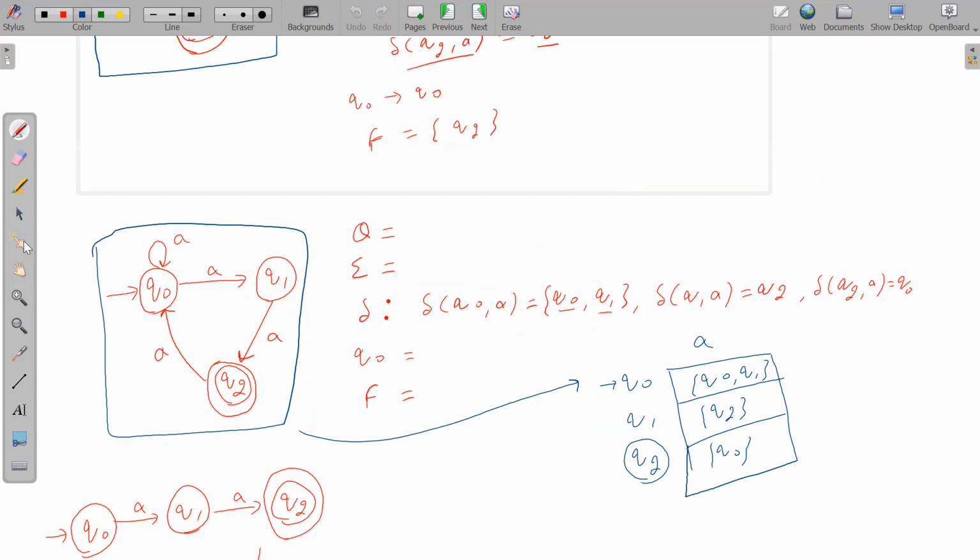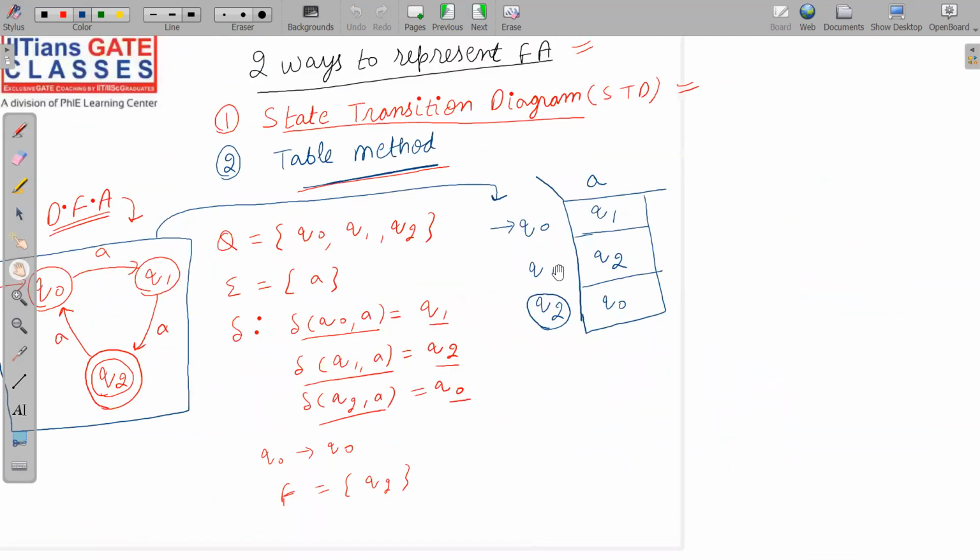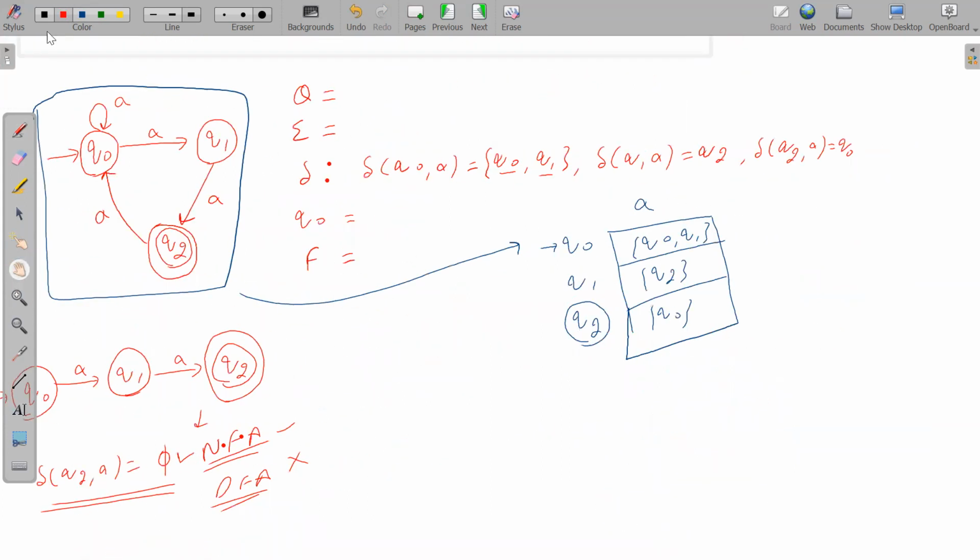Whenever you get a table, as soon as you see it, you can directly guess whether it is for a DFA or an NFA. Since each and every cell has exactly one entry, this is for a DFA. This is the basic mechanism to recognize whether it is a DFA or NFA. So it is a perfect example of DFA, because each and every cell has exactly one entry. And similarly here, each cell does not have exactly one entry. Here we have two entries, and in set format we have written, so it's nothing but an NFA.